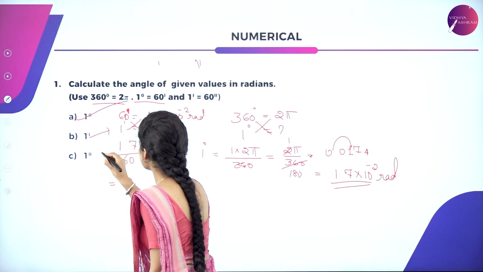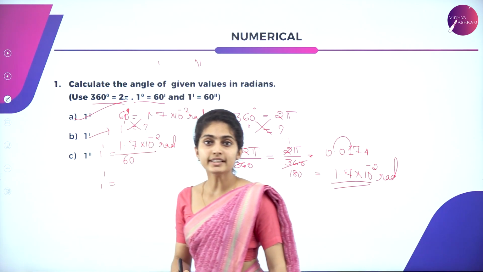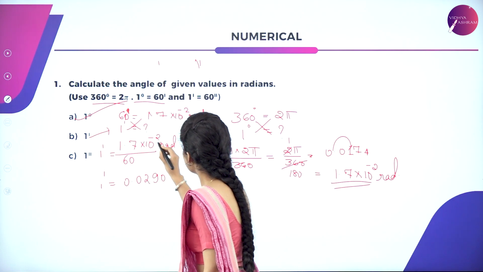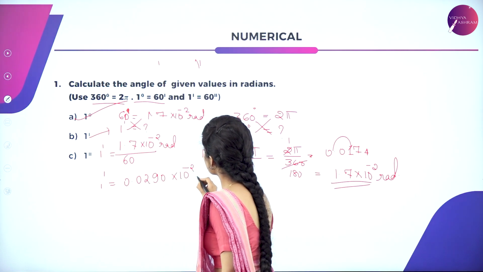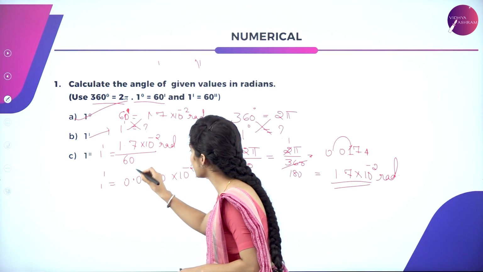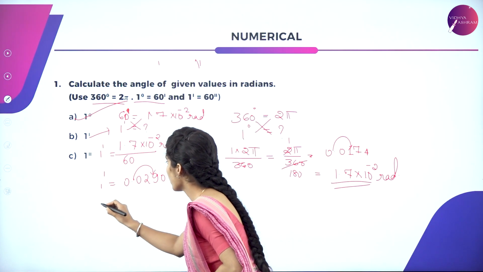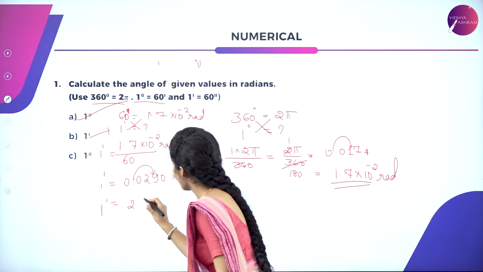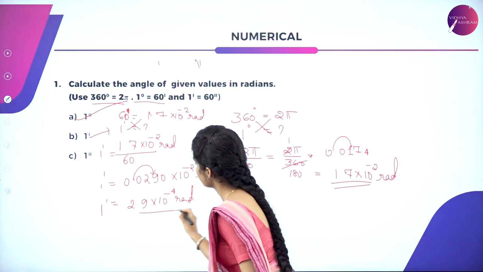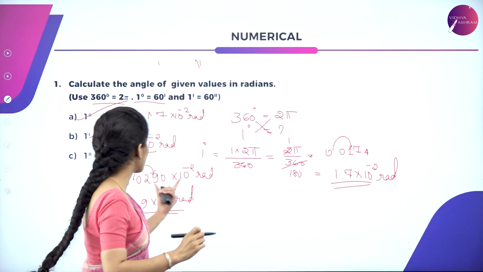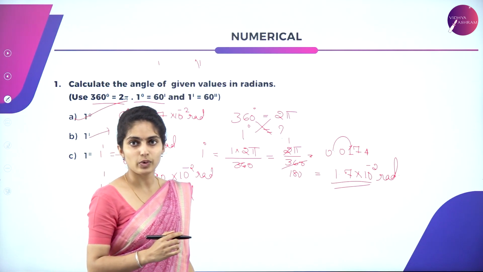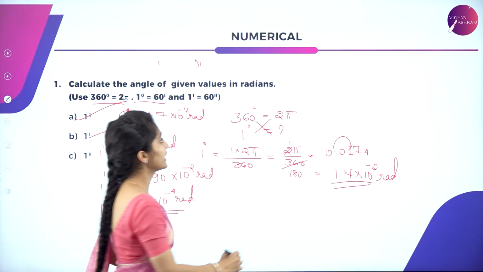So you have got 1 minute equal to 0.0290 into 10 raised to -2 radians. So let me shift the decimal point after 2 places, in this way. So you have got 1 minute is equal to 2.9 into 10 raised to -4 radians. So this is 1 minute. So you have calculated 1 degree as well as 1 minute. So coming to the next one, let us calculate 1 second.